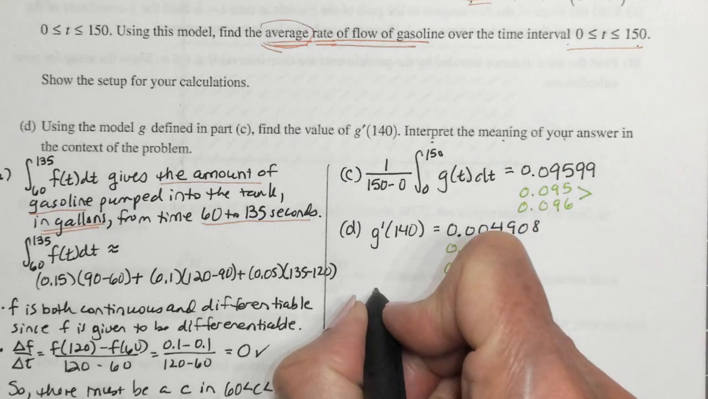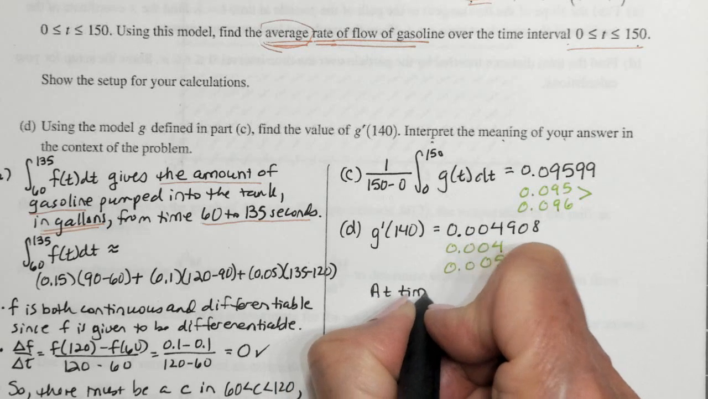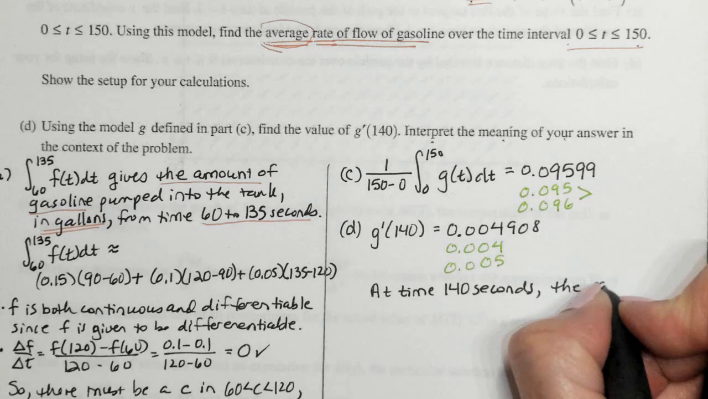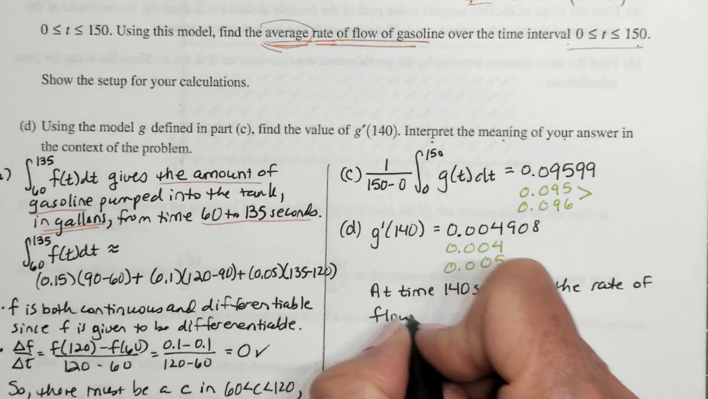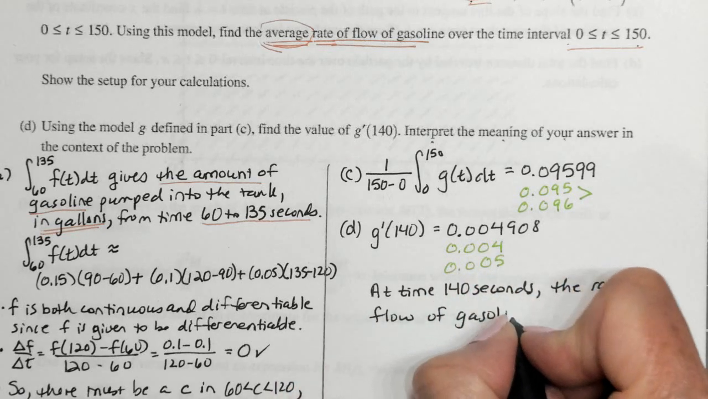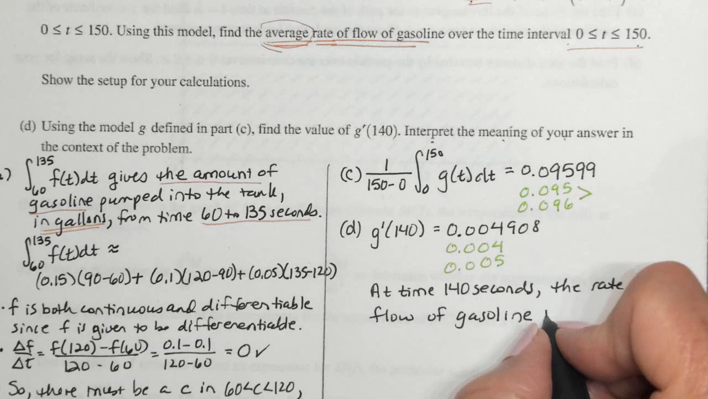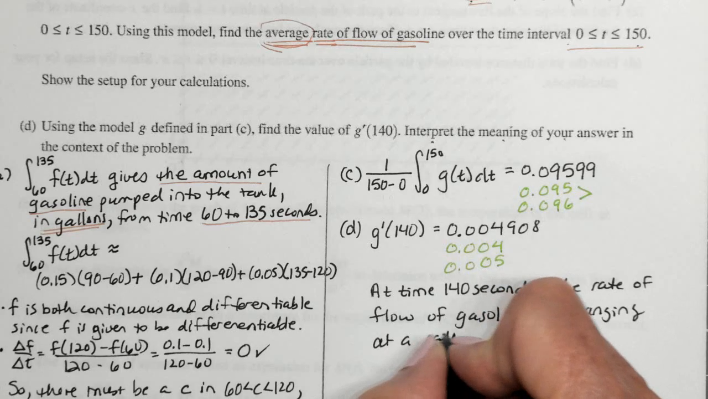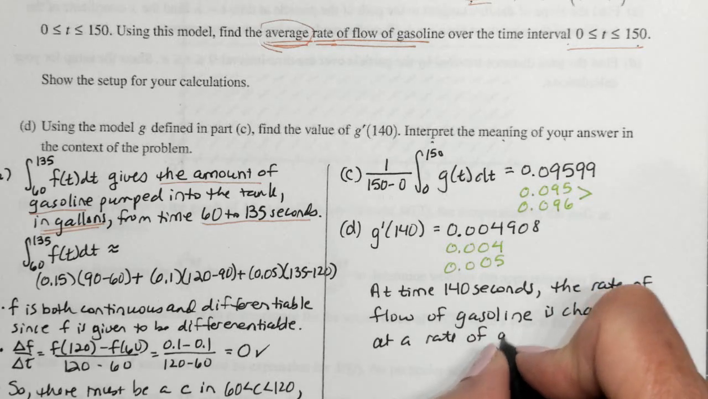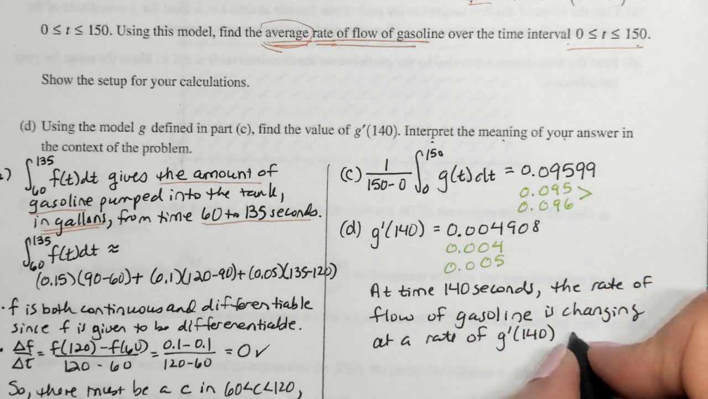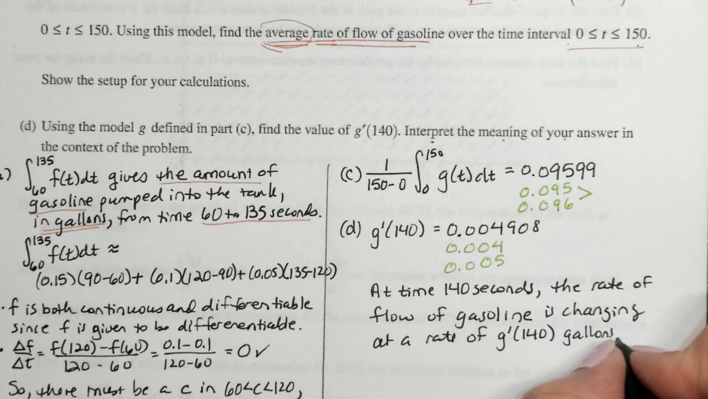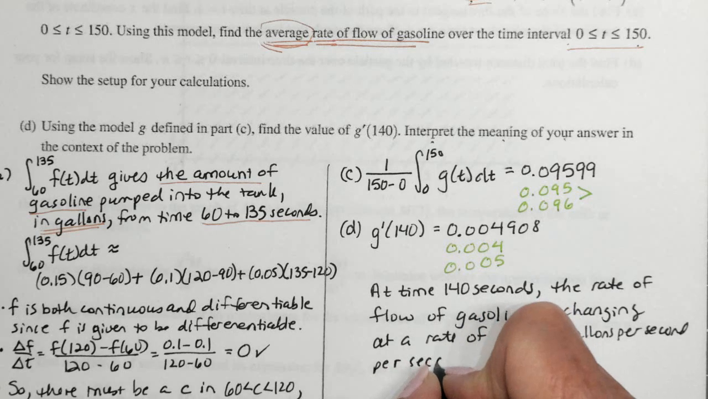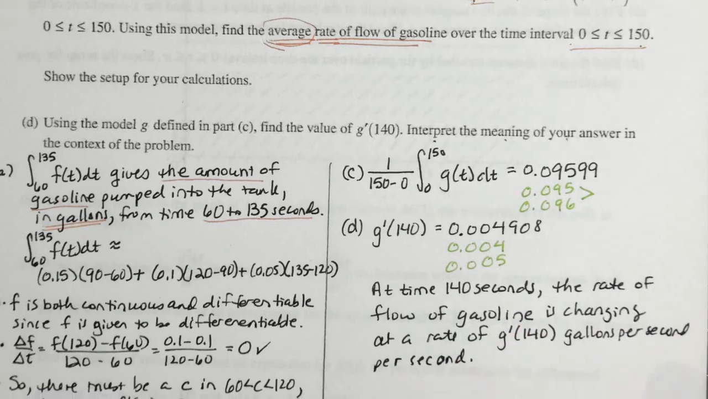Okay, so I will say at time 140 seconds, the rate of flow of gasoline being pumped into the tank is changing at a rate of G prime of 140 gallons per second, or you can say gallons per second squared. Okay.